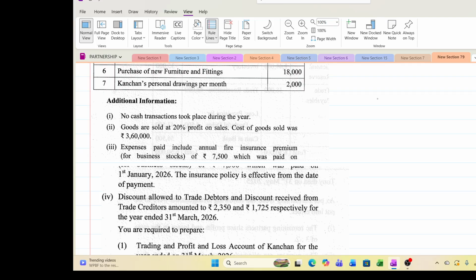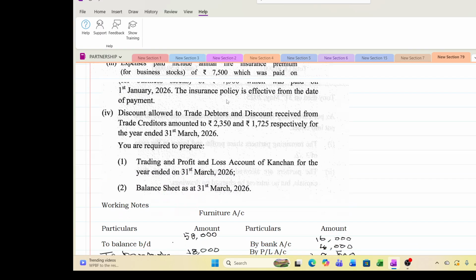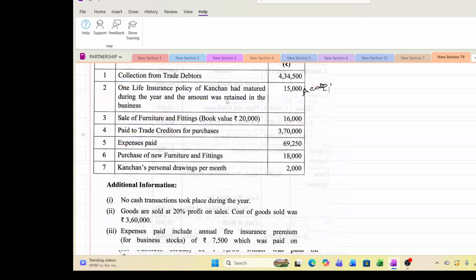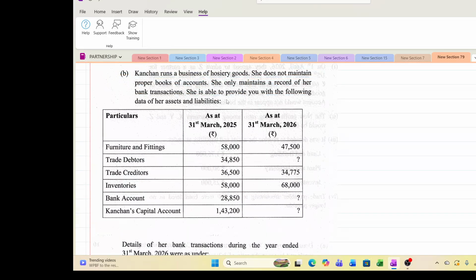Keep it in mind. Discount allowed to debtors and discount received from creditors both will appear in your debtor and creditor account as well as in your P&L account. Now they have asked us to prepare trading and P&L account of Kanchan for the year ended 31st March 26 and the balance sheet as on 31st March.